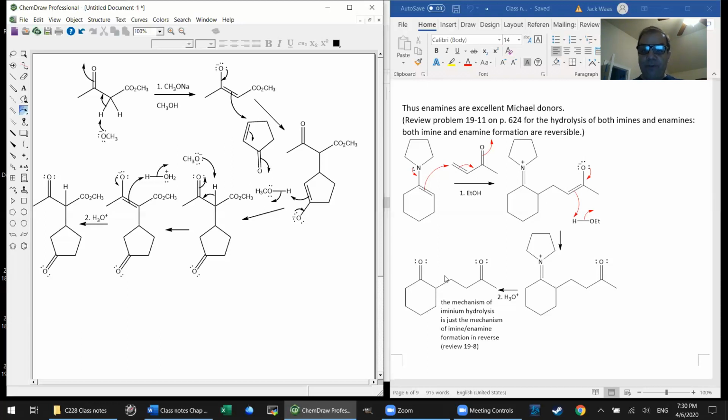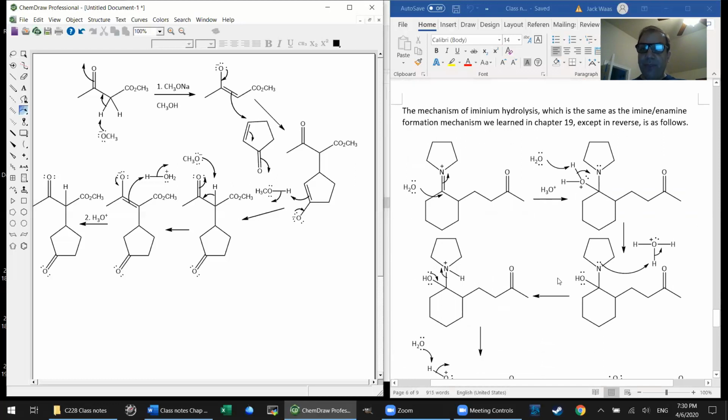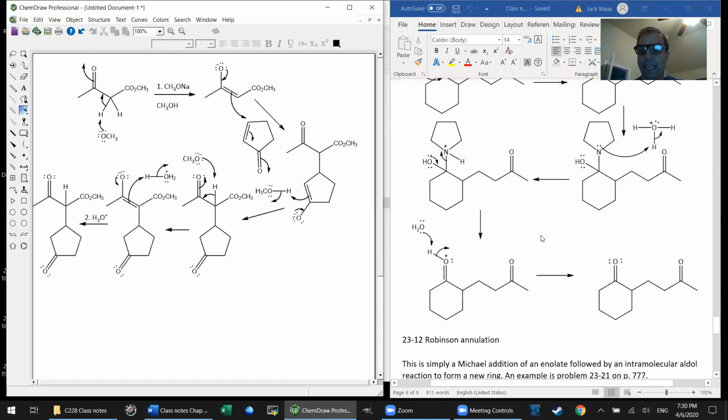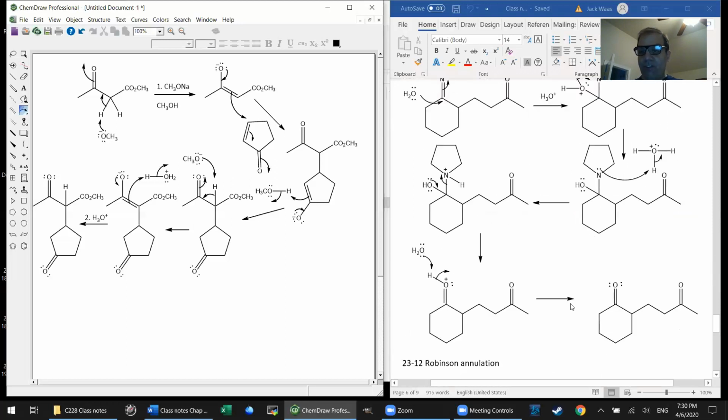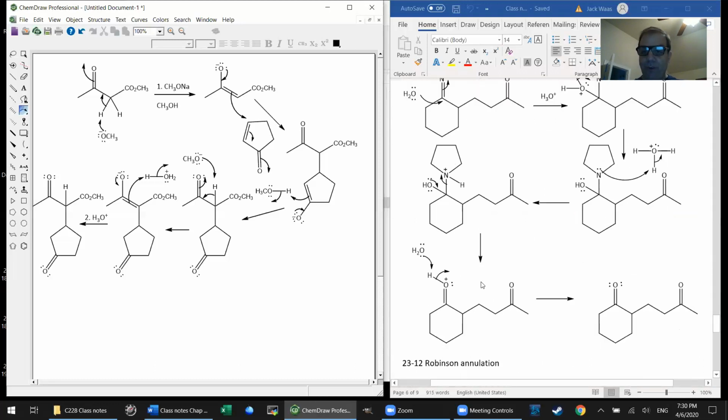If you need to review this mechanism of iminium hydrolysis, I did give it to you in the class notes on the next page. However, I'm not going to go over that just now because we've already covered that. That was in chapter 19. And all you need to do is go from the ketone back to this iminium species. We talked about the reaction going in this direction, and so you just rewind that. You do that entire mechanism in reverse, and that's the correct mechanism for that hydrolysis.